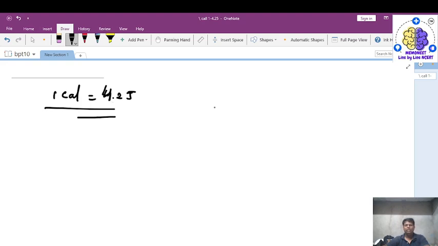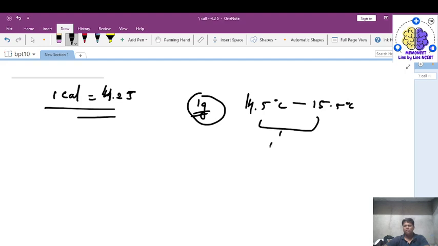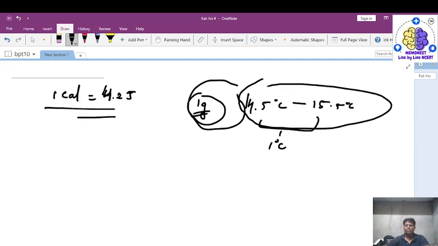Calorie is defined as the amount of heat required to raise the temperature of 1 gram of water from 14.5 degrees centigrade to 15.5 degrees centigrade, right? That is a difference of 1 degree centigrade. Why is this range selected? Because this is a range in which the water undergoes even expansion.